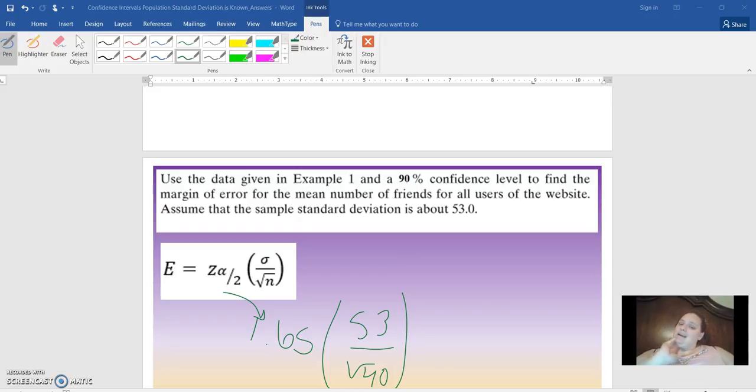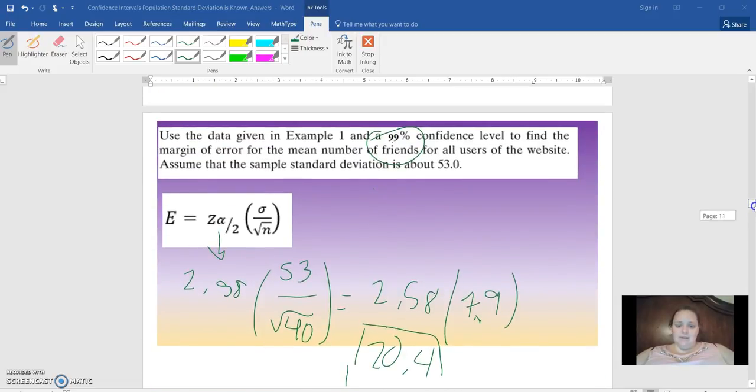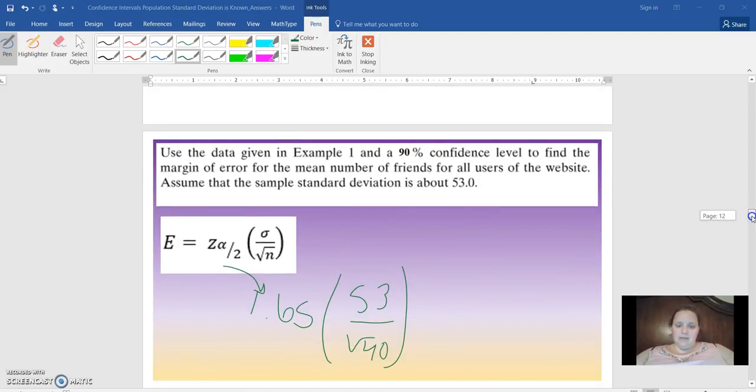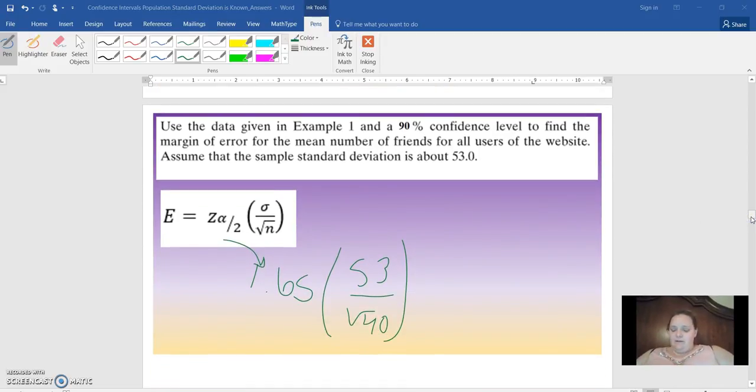Do you think it's going to be higher or lower? That one was 20 and 16. I think it's going to be lower, but let's double check. 53 divided by square root 40, 1.65 times 8.3. Oh, that's what I was going to tell y'all. 13.7.